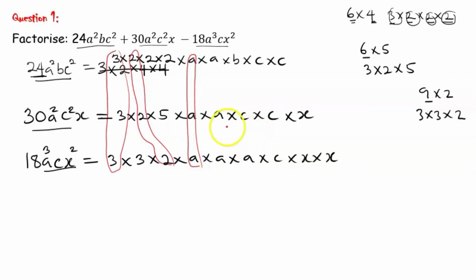Is there another a that is common? Yes, I can see another a that is common. So you keep on checking. What other thing can you see that is common? Is c common? Yes, I can see c, I can see c, I can see c here also. So we have c to be common.